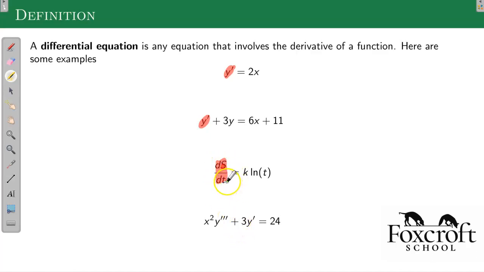And then you can have higher order differential equations. We're not really going to talk about those too much in this class, but in college, if you're a STEM major, you might take a class called differential equations. You might do something like this, where you have a third order differential equation because you have the third derivative in your equation. We'll mostly talk about first order differential equations, which have the first derivative in the equation.